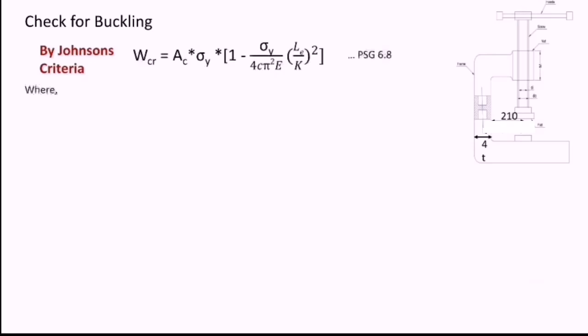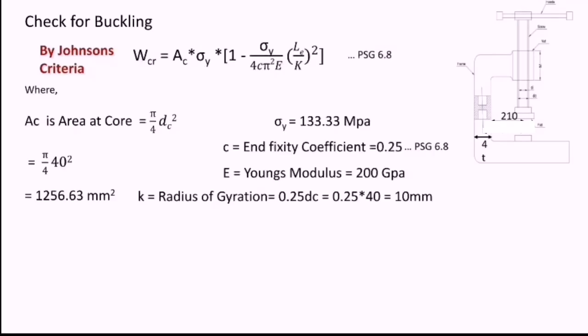In this equation I need the value of AC, which will be given by pi by 4 DC square, which I will get as 1256.63 mm square. Sigma y, we have already selected the material, hence sigma y will be 133.33 MPa. C is the end fixity coefficient. For one end fixed and one end free, C is equal to 0.25 from PSG 6.8. Young's modulus will be 200 GPa for steel.